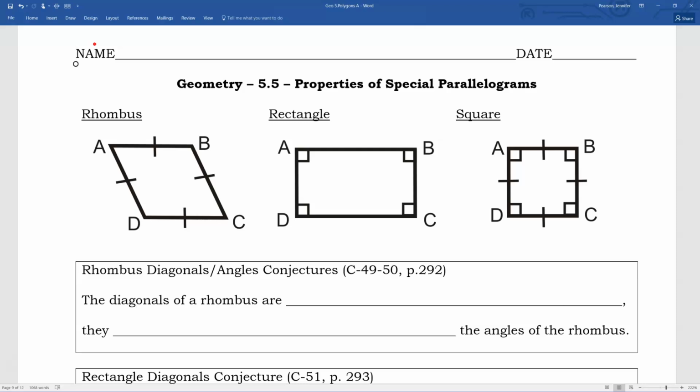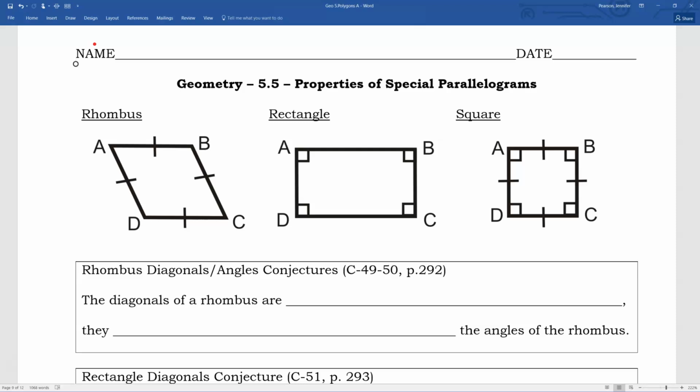We have the rectangle, which we should know means we have 4 congruent angles. And we have the square, which is like a rhombus and a rectangle put together. We have 4 congruent sides and 4 congruent angles. Let's go through all of these one at a time, and then we'll come back and add the shapes onto the drawings, onto the pictures.